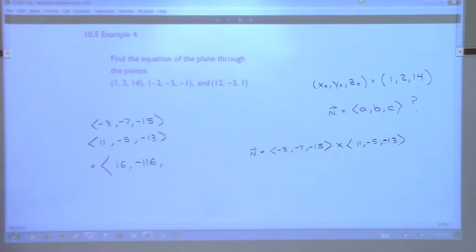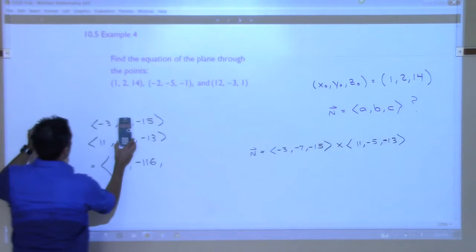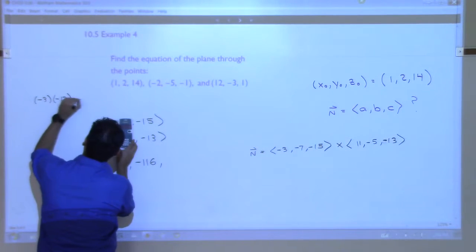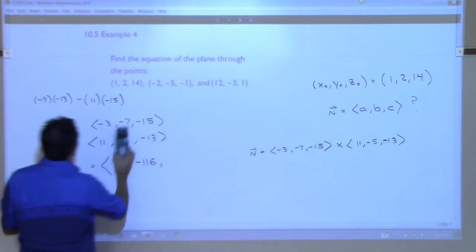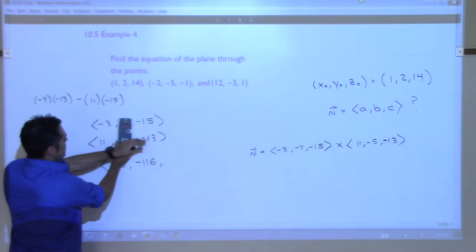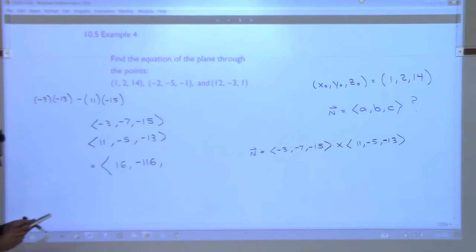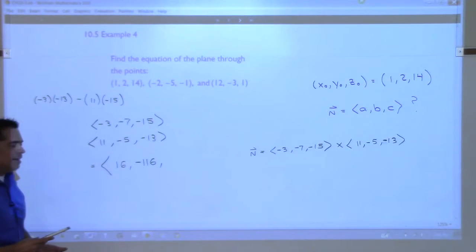Should be negative 3 times negative 13 minus negative 13 times... So what we should have is negative 3 times negative 13 minus 11 times negative 15. But then whatever that answer is, we're going to change the sign. So it's this times this minus this times this. I'm getting 204 from this, and then I have to change it to negative.